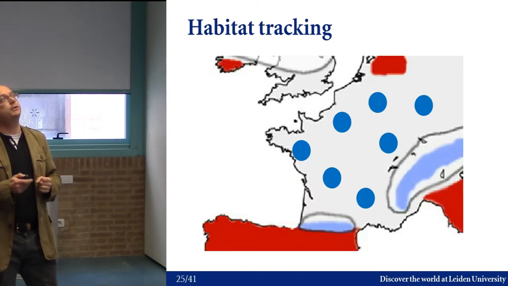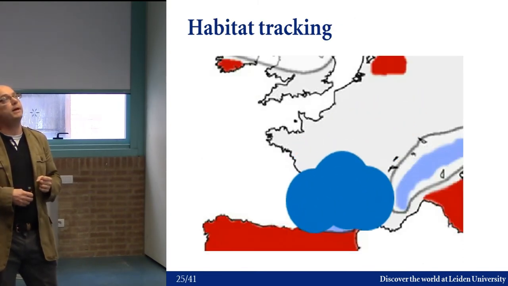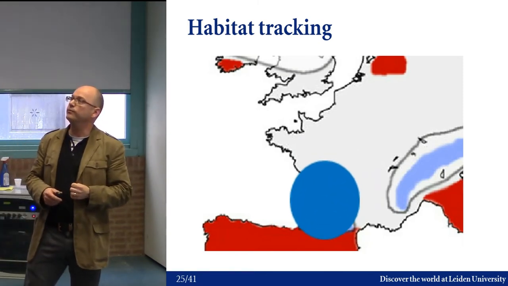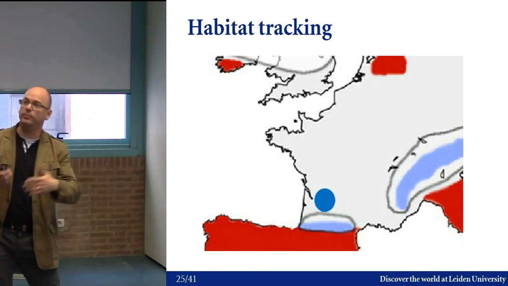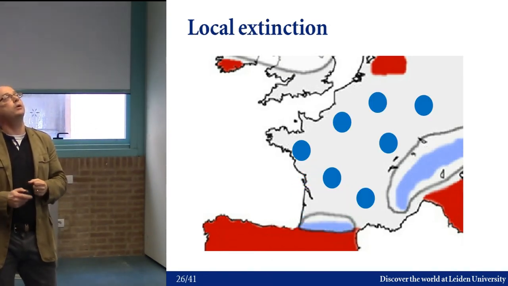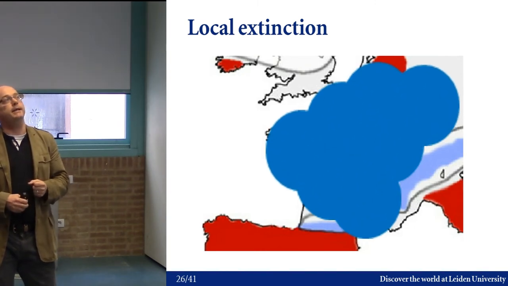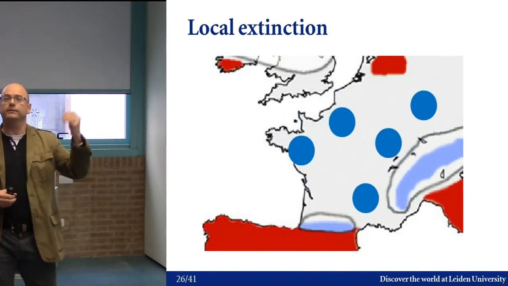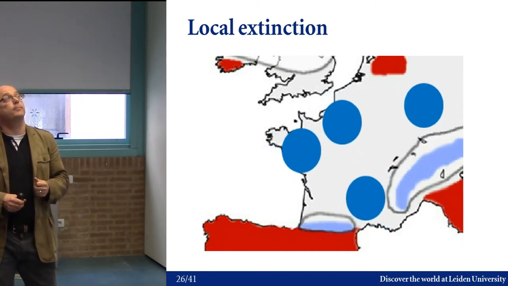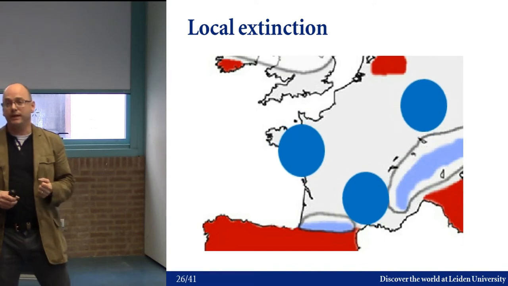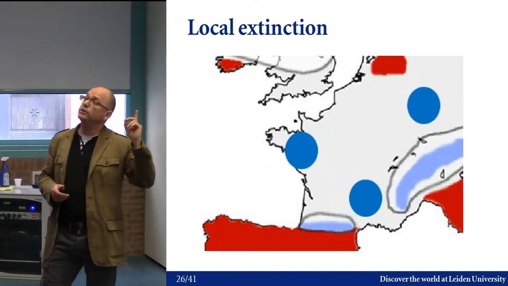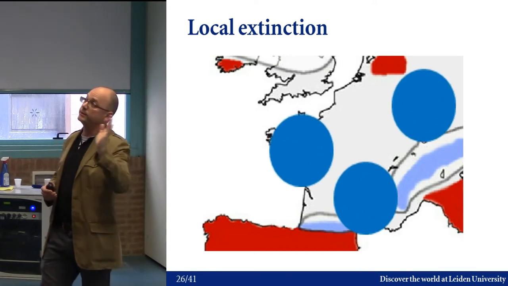So first you have habitat tracking. They move south when the weather gets bad, and in the end, there's only one left. There's not enough food in the south. There were already hominins present, and when everybody moves south, there's not enough food. With local extinction, they stay, and there's not enough food, but some of them remain. And in the end, after a few iterations, there are more hominins left than in the previous version. And this was consistent throughout all the parameter settings.